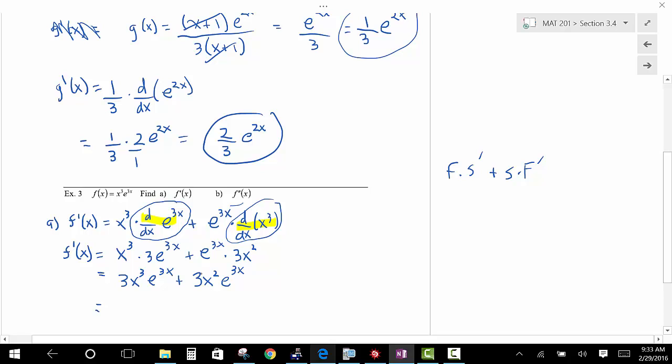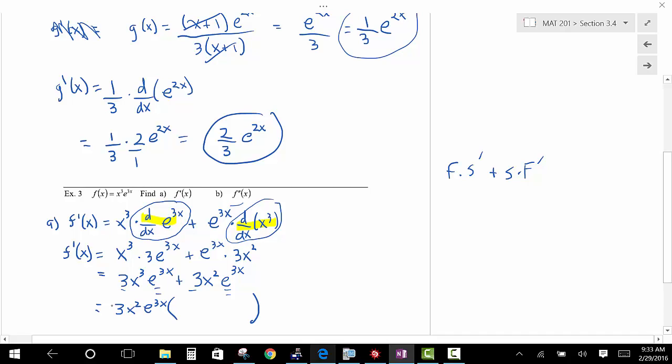Do you see any common factors in this problem? You have a 3, right? What else? You have an e to the 3x, but there is one other thing. X squared, right. Remember, if you have x to the third and x to the second, what do you do? You take the one with the lowest exponent out. So your common factor is 3x to the second e to the 3x. And then you can write what's left over like that.